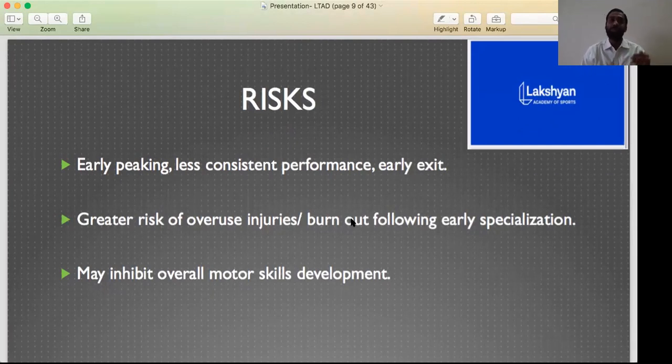Number 1 factor was early peaking. That means you could have less consistent performance. You start to become very good too soon, but as the competition increases, you are not consistent enough, and then you start to go downhill.